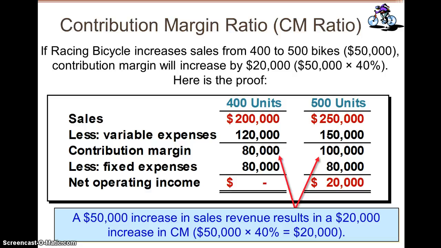When Racing Bicycle increases sales from 400 to 500 bikes, in other words, $50,000 of additional revenue, contribution margin will increase by $20,000. $50,000 of sales revenue multiplied by 40%. Proof of that is seen in the table below.